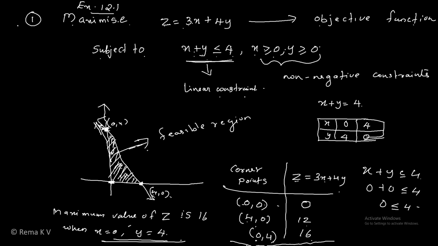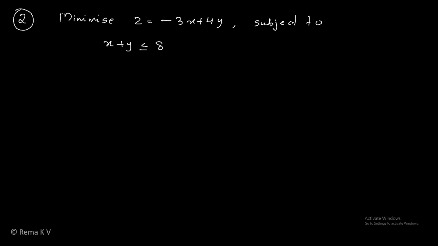Okay, try one more question. Minimize z is equal to minus 3x plus 4y subject to x plus 2y less than or equal to 8, 3x plus 2y less than or equal to 12, x greater than or equal to 0, y greater than or equal to 0.